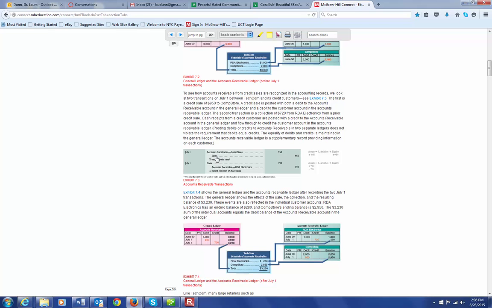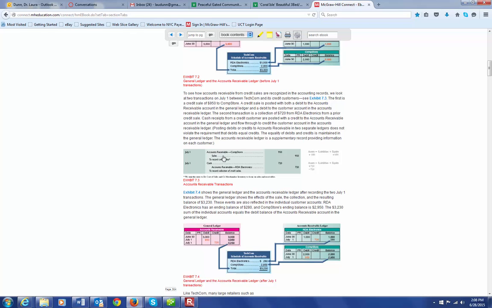This sales account could be named several different things. It may not say the word sales, but it may say revenue, or revenue from something in particular. So just be aware that it is a revenue account, and you're increasing the revenue because you just made a sale, you made money. To increase a revenue account, you credit it, and to increase an asset account, because the accounts receivable becomes an asset, you debit it.